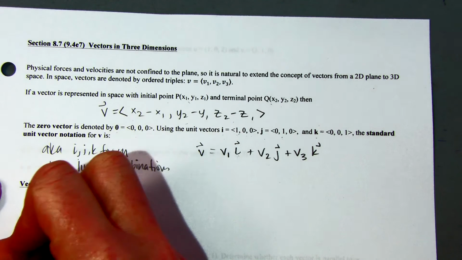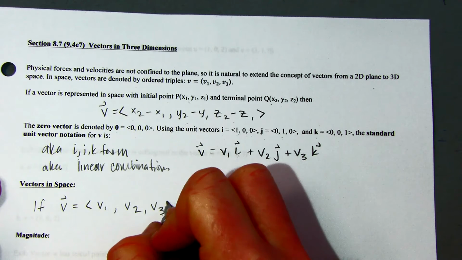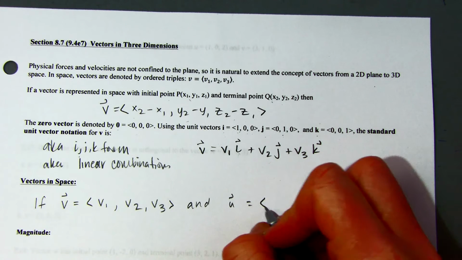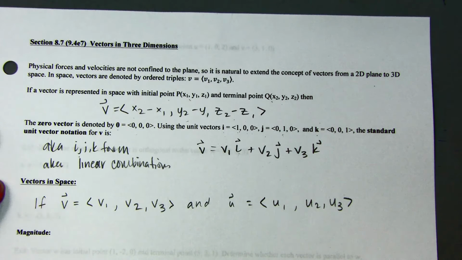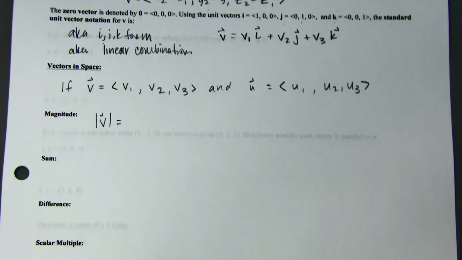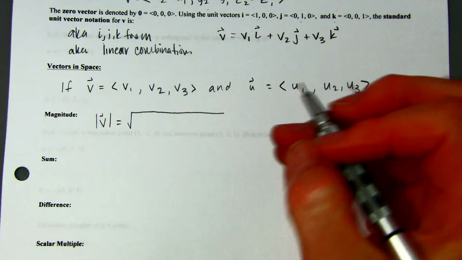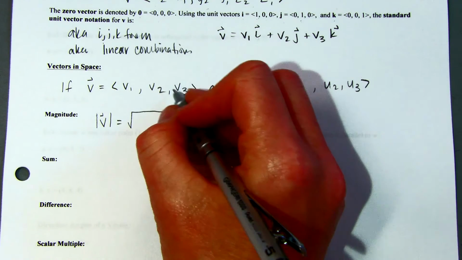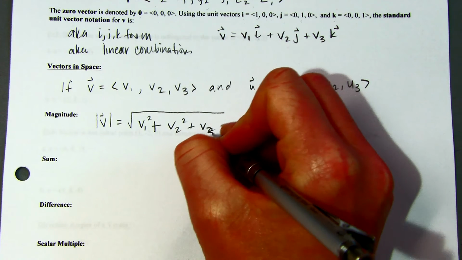Let's say, for example, we have vector v, which has components v1, v2, v3, and vector u, which has components u1, u2, u3. If I wanted to find the magnitude of vector v, well, normally when we find the magnitude, we're just finding the length or the distance. We talked about this last time. You can find the distance using the distance formula in 3 dimensions. If I have my vector in component form, I'm just taking each of those components, squaring them, adding them, and taking the root.